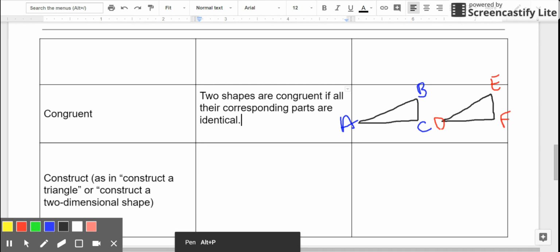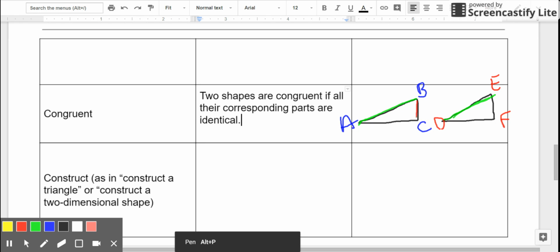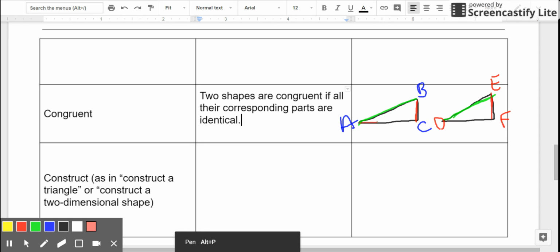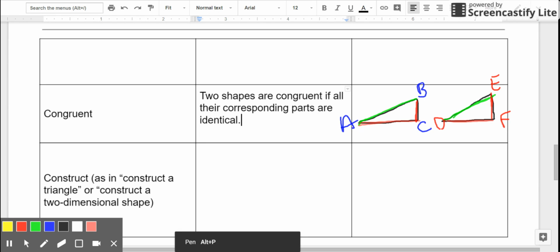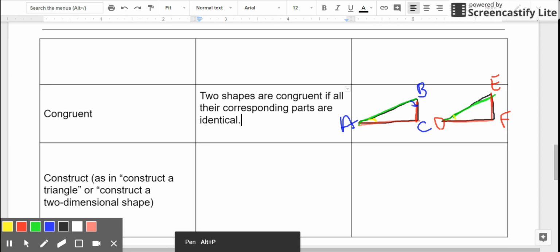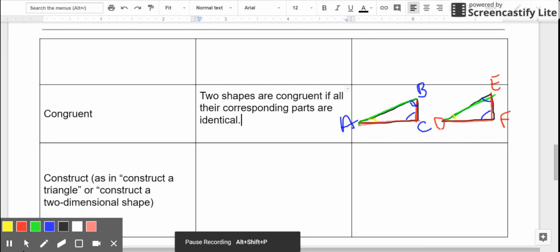So these shapes are congruent if AB is the exact same length as DE and BC is the exact same length as EF and AC is the exact same length as DF. But in addition to that, all of my angles have to be the same too. So my corresponding angles, angle A would have to be the same as angle D. Angle B would have to be the same as angle E. And angle C would have to be the same as angle F. And if those qualifications are all met, then these would be congruent triangles.